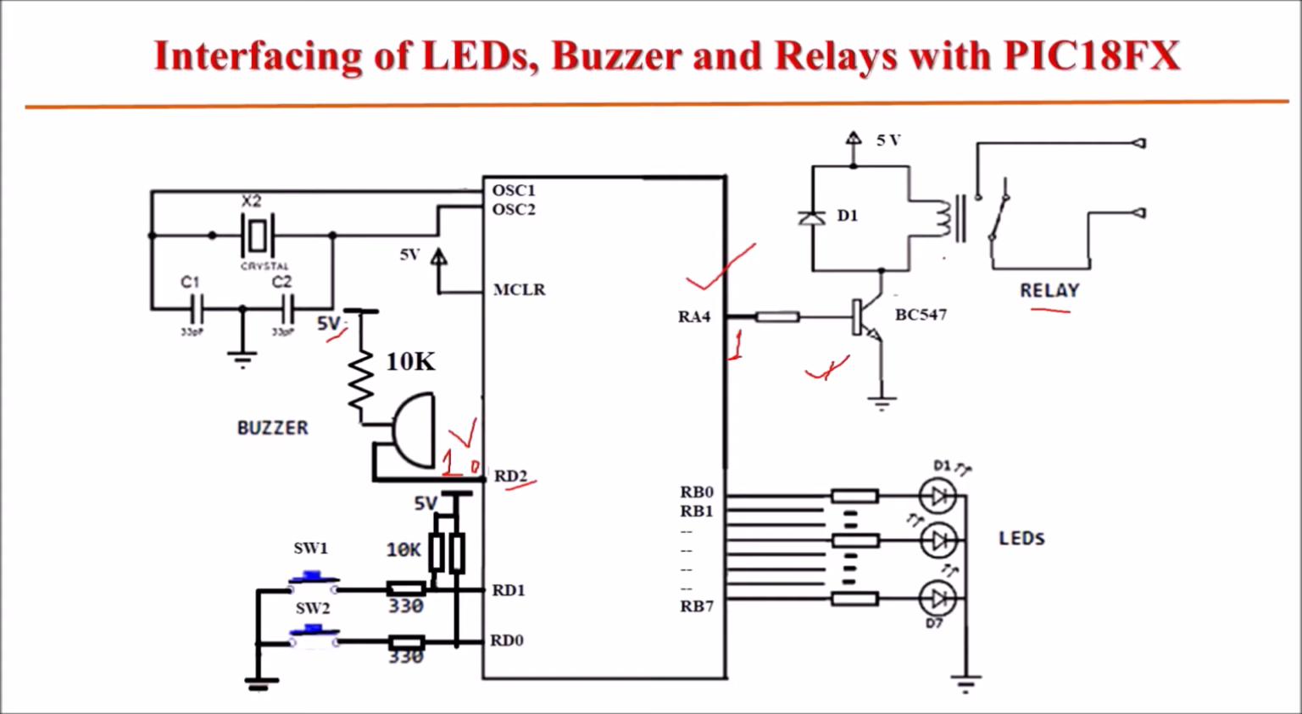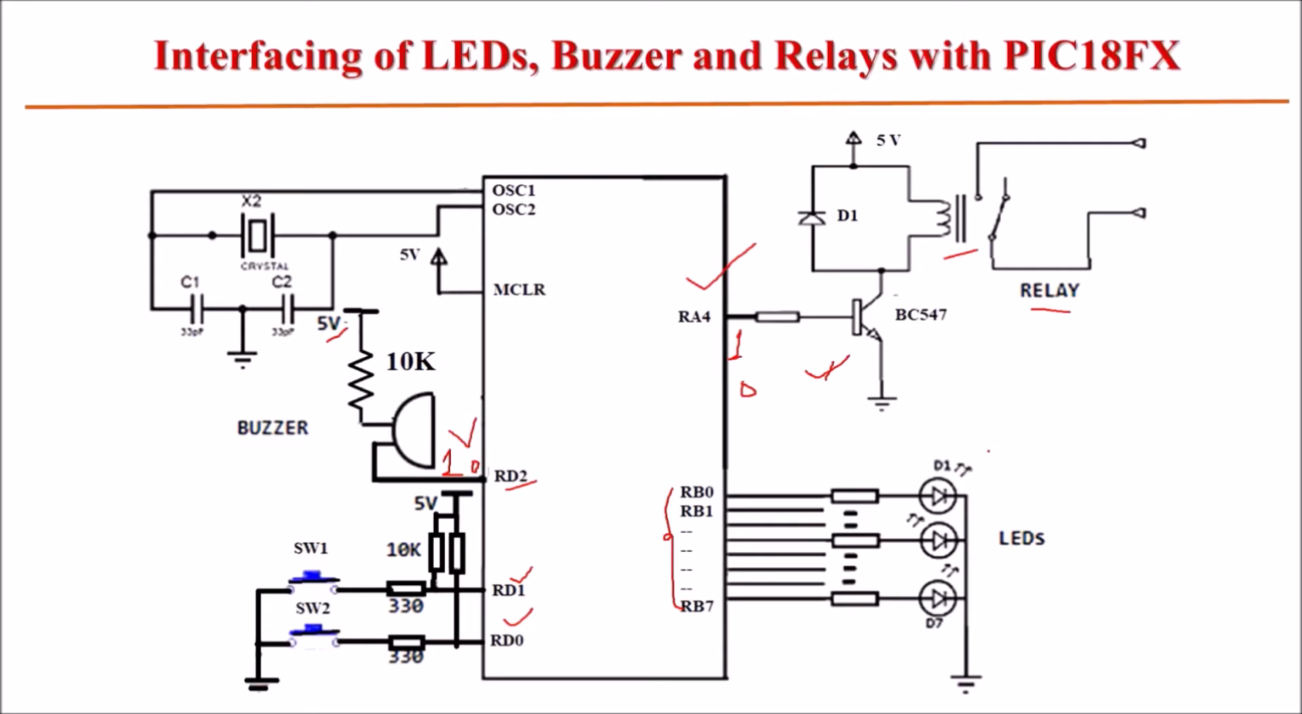For the relay, when we send logic 1, this transistor will turn on, current will flow through this coil and this switch will be activated. And when we send logic 0, the transistor is off, so current won't flow through this coil and the switch will remain in off condition. The two switches, switch 1 and switch 2, are connected to RD0 and RD1 terminals. And the LEDs are connected to port B, RB0 to RB7 terminals. So this is the interfacing diagram.